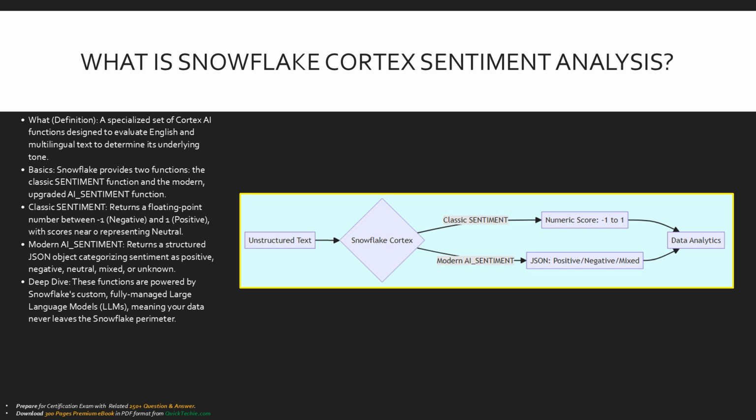Take a look at this high-level architectural flow. On the left, we start with your unstructured text, things like customer reviews, survey responses, or support chat logs. This data flows securely into the Snowflake Cortex engine. From there, you choose your path. You can route it through the classic sentiment function for a simple numeric score, or pass it through the modern AI sentiment function to get a detailed JSON categorization. Both paths seamlessly merge back into your standard data analytics pipelines, instantly turning messy text into actionable, structured data.